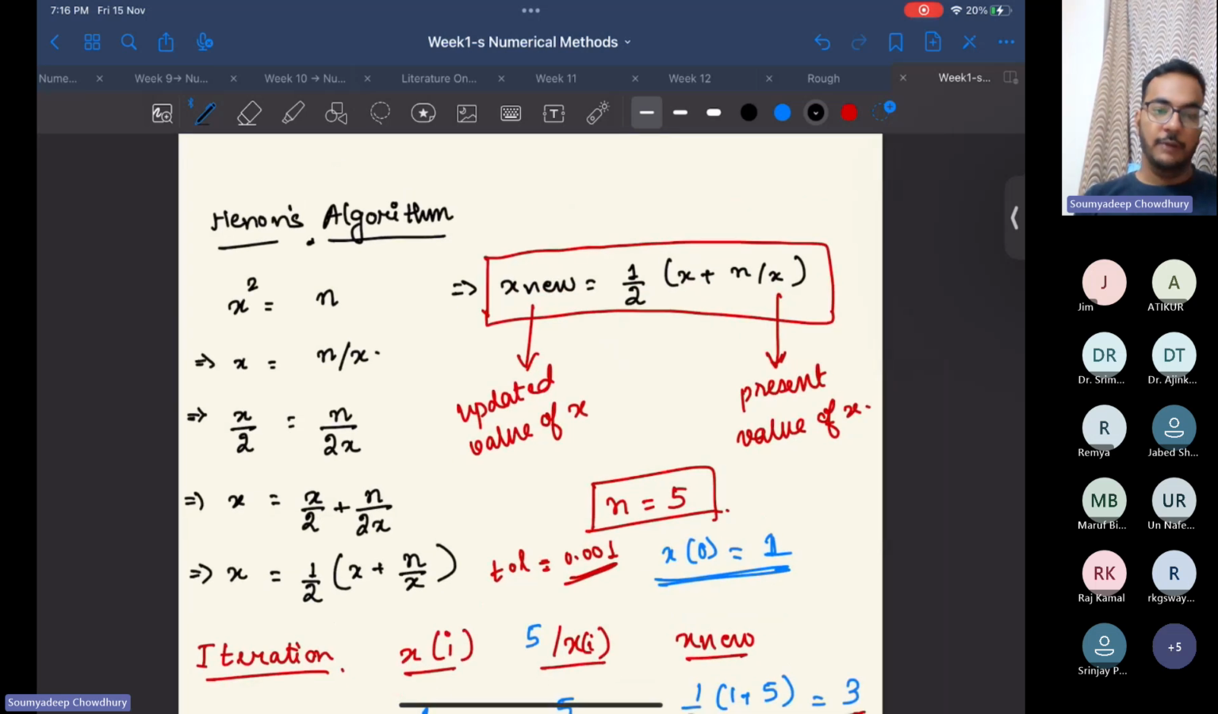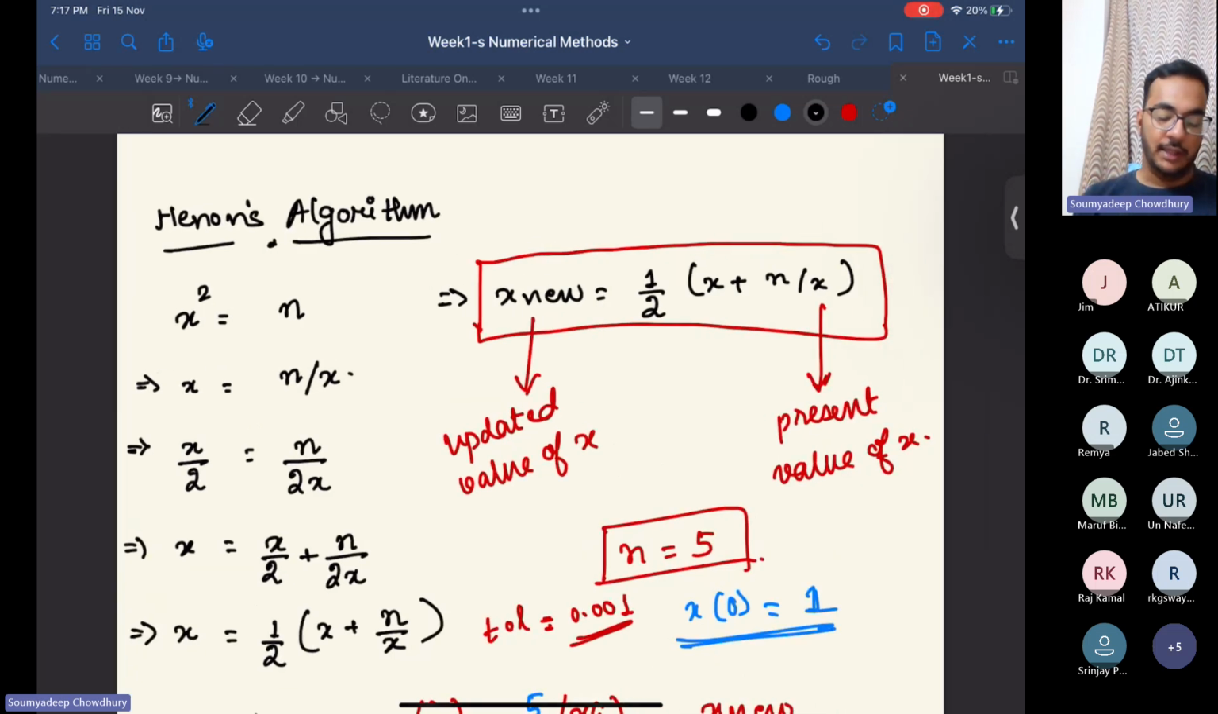Then, moving forward, we looked at the first numerical technique, which is known as Heron's algorithm. It is a basic technique to find the fractional power of a particular number. First we tried to find the square root of a particular number, so here basically x squared equals n. We are trying to approximate the square root of n by a numerical technique.